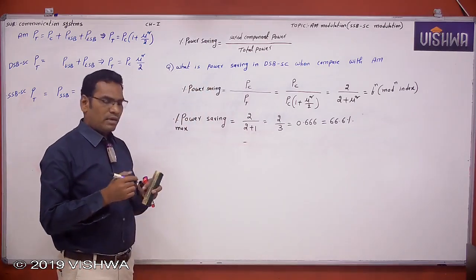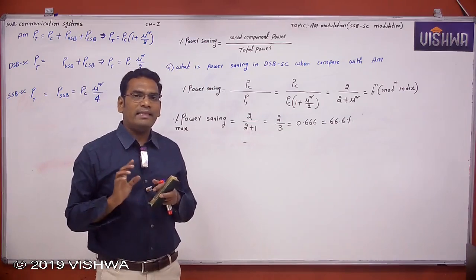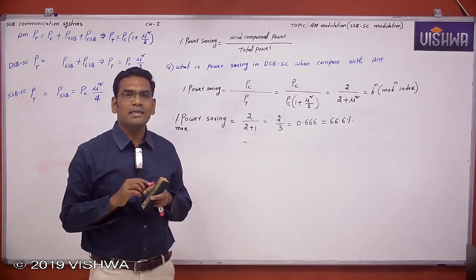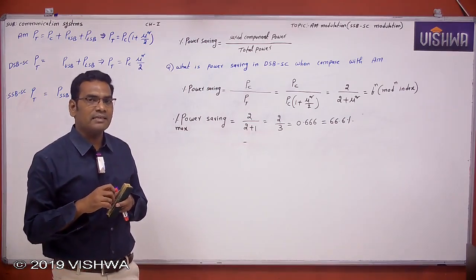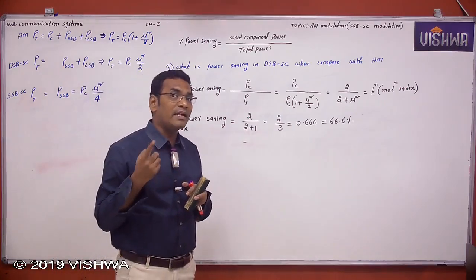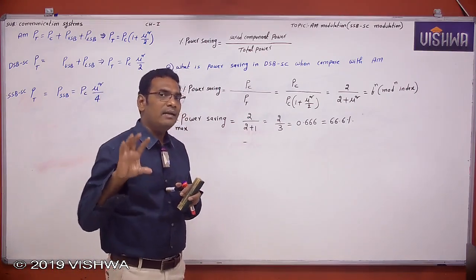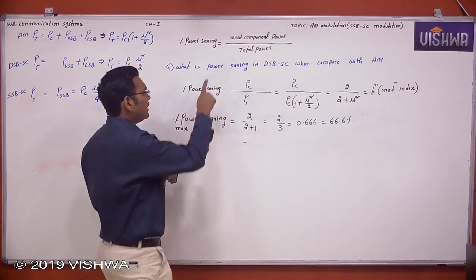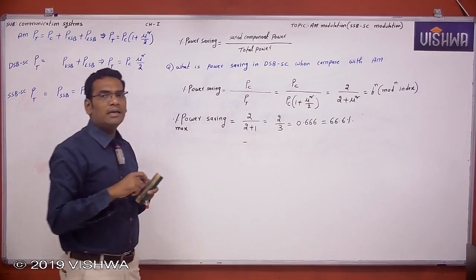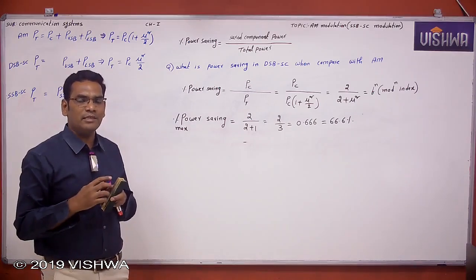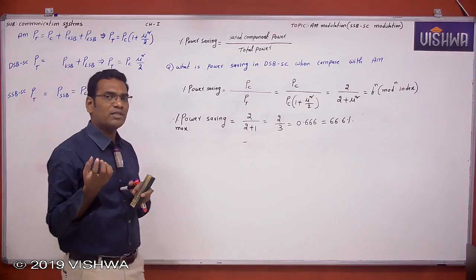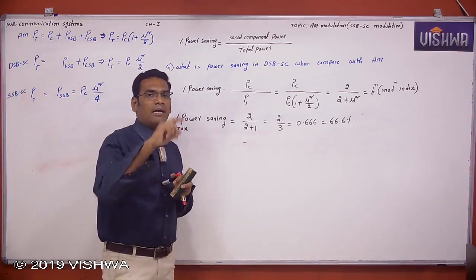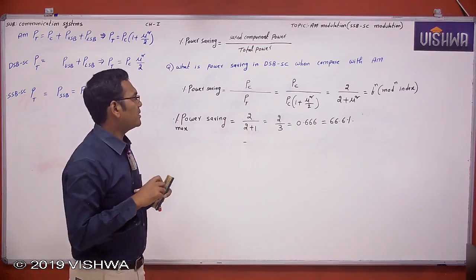You observed, in AM, why does the efficiency of AM decrease? The reason behind that is the carrier takes more power compared to the sidebands. That much extra power carried by the carrier is saved when it comes to DSB-SC. That is the reason why the power efficiency in DSB-SC is 100%, because that much power is saved and converted to sidebands. Okay, no doubt.